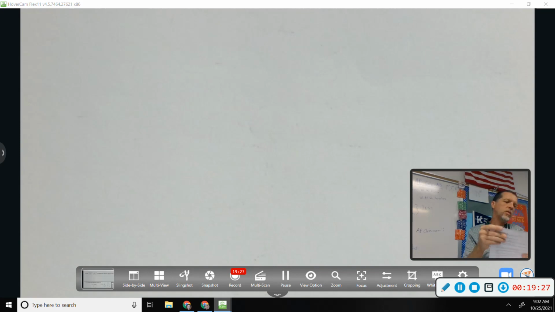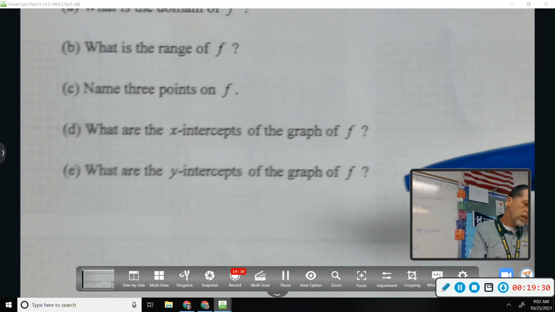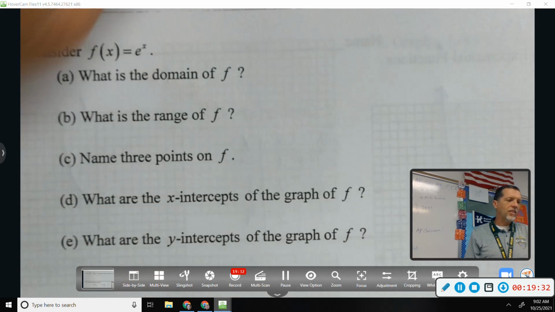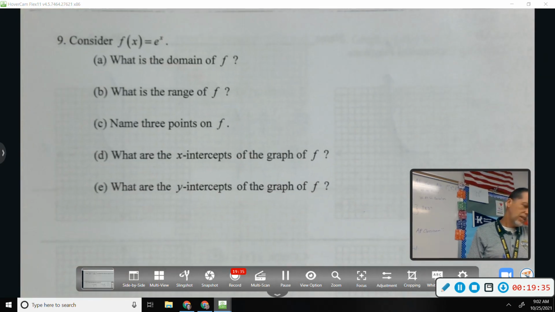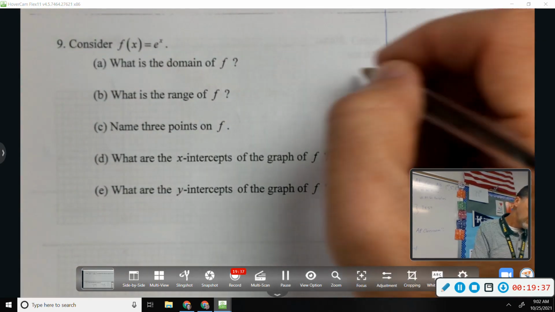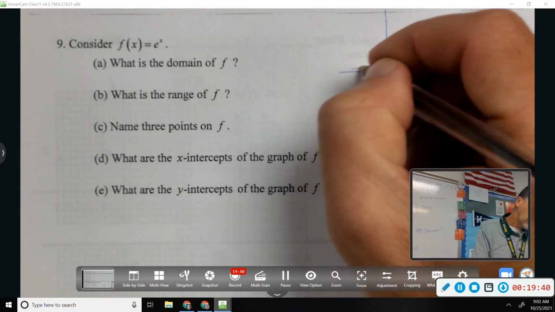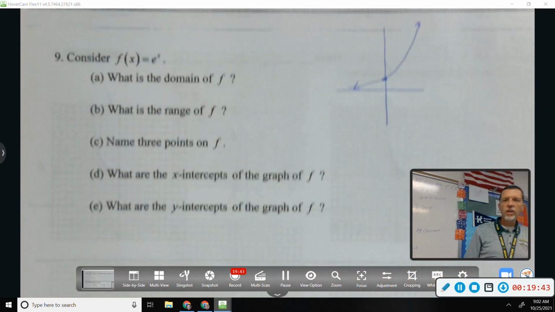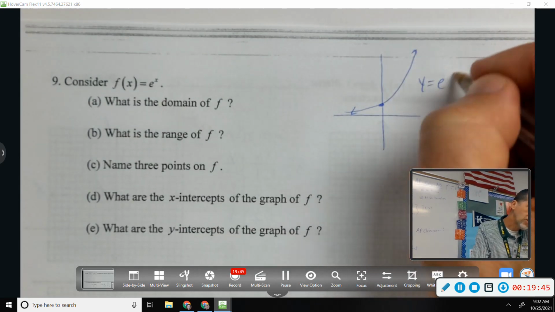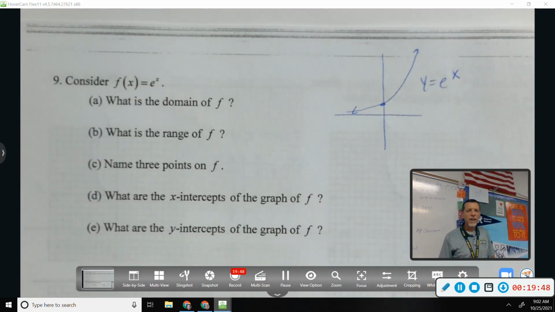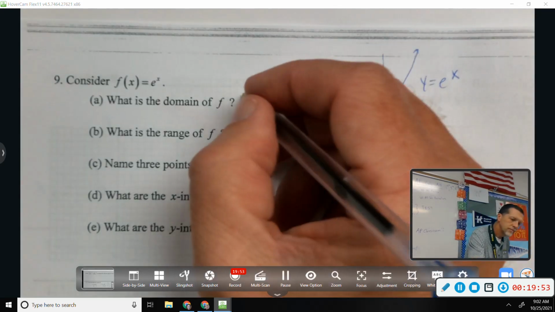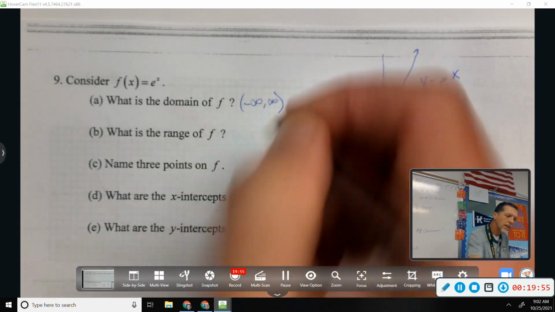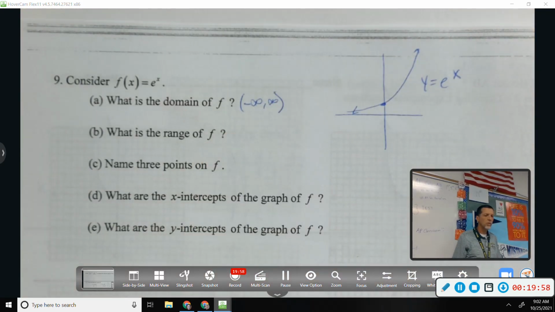Second page of notes is just some questions to think about, which kind of already have these answered. We just hadn't phrased them like this. I'm going to draw a quick sketch because that'll help me answer these questions. What's the domain of that function? I can plug anything I want in there for x. All real numbers for the domain. What about the range?